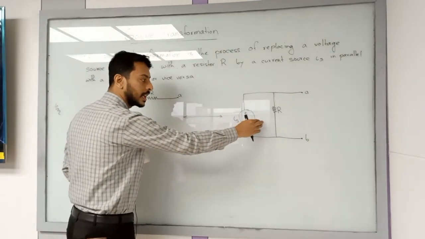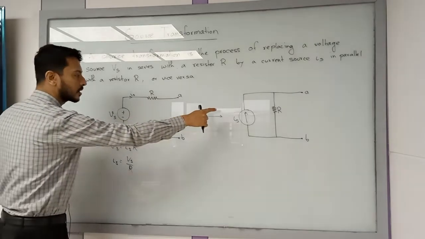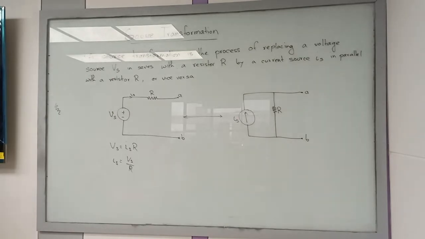If you have a circuit like this, you can convert this to a voltage source and a resistor in series with it, okay? This is also the same for a dependent source as well. These are independent sources, so you can do it for a dependent source as well, okay? So let's try out some problems related to source transformation. You understand the basic concept, right?